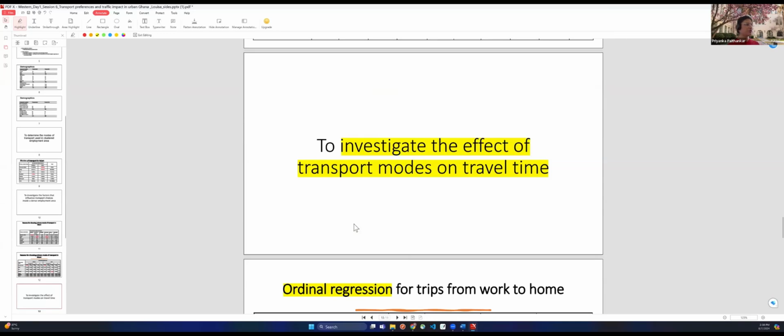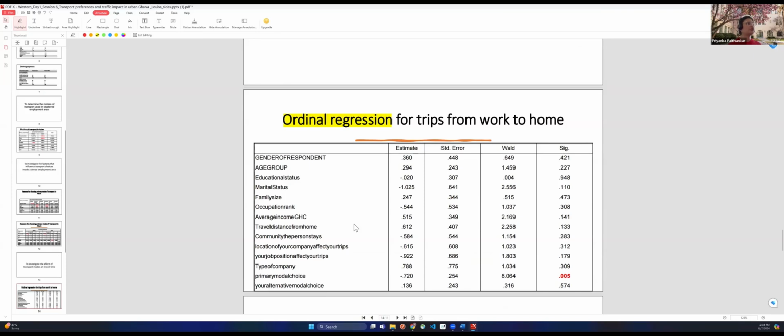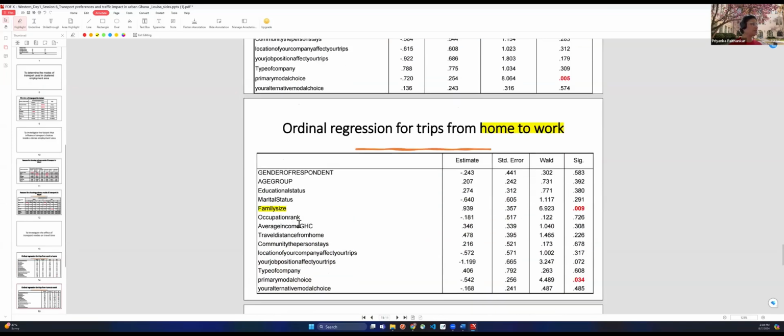To investigate the effects of transportation mode on travel time, they are using ordinal regression for trips from work to home, and they analyze demographic factors to predict, I guess, the time spent during the commute trips. I can see family size is significant, and primary mode choice is significant. With age and education status, time spent in commuter travel increases. With family size, again, the travel time spent is higher. And marital status has a negative impact. I'm guessing it's a binary variable with one being married.